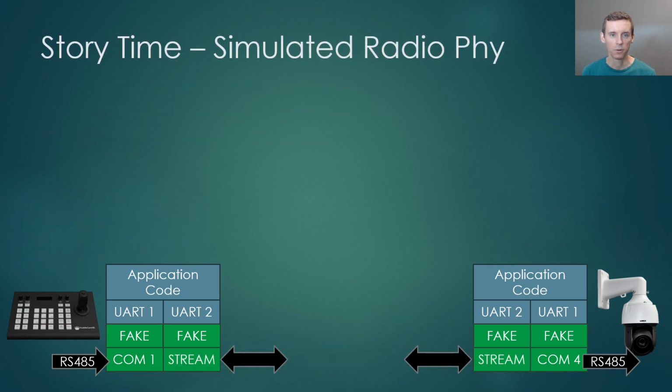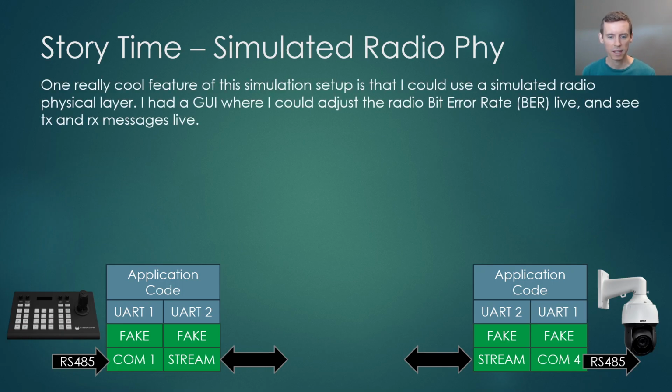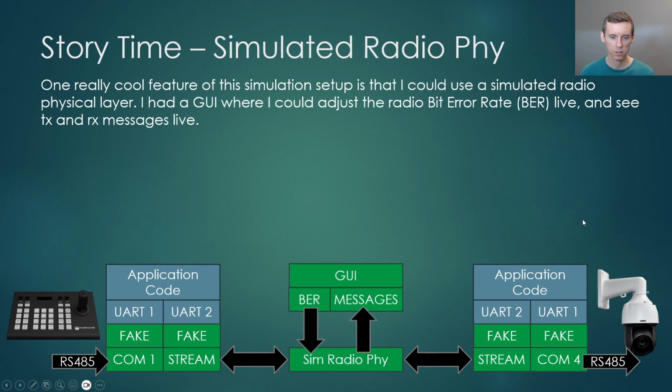All right, so one thing that this helped me with, and this is actually huge, was that in my simulation setup, instead of using real hardware radios here, I could pop in with Java, or my high-level language, a simulated radio PHY. And this was really cool because I had my own Wireshark ability where I could see everything that the house side was sending and receiving, and the barn side, what it was sending and receiving. And even cooler than that, I had a GUI where I could adjust the bit error rate. So I could really mess around with things and see how my system behaved.